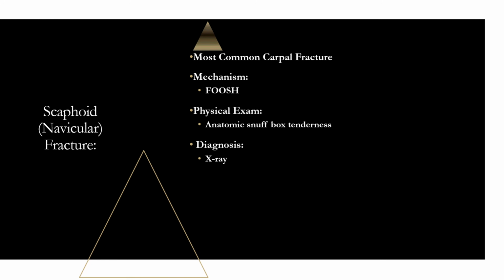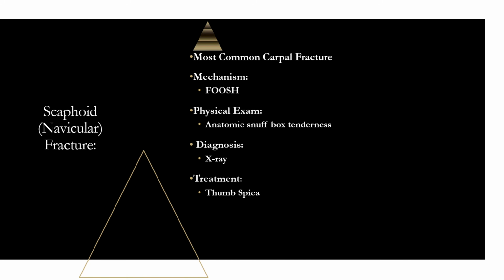So if the history and exam findings are suspicious for a scaphoid fracture, but the x-rays are negative, you're likely going to have to send these patients for a CT or MRI, because if you miss a scaphoid fracture, the scaphoid unfortunately has a poor blood supply, and it can be at risk for non-union or osteonecrosis. So if it fits the picture of a scaphoid fracture, but the x-rays are negative, you treat it like a fracture until you can definitively say otherwise.